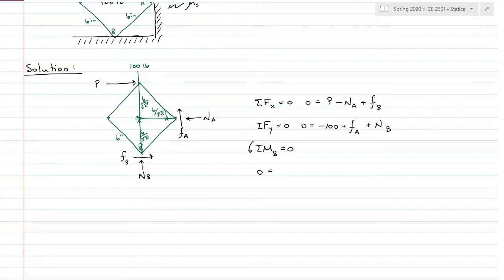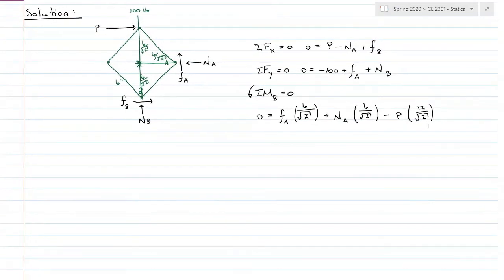All right, so that means we're going to have friction A times 6 divided by the square root of 2 inches, going counterclockwise, plus normal at A times 6 divided by the square root of 2, and then minus P times 12 divided by the square root of 2. And then friction B and normal B pass through B. All right, 5 unknowns, 3 equations.